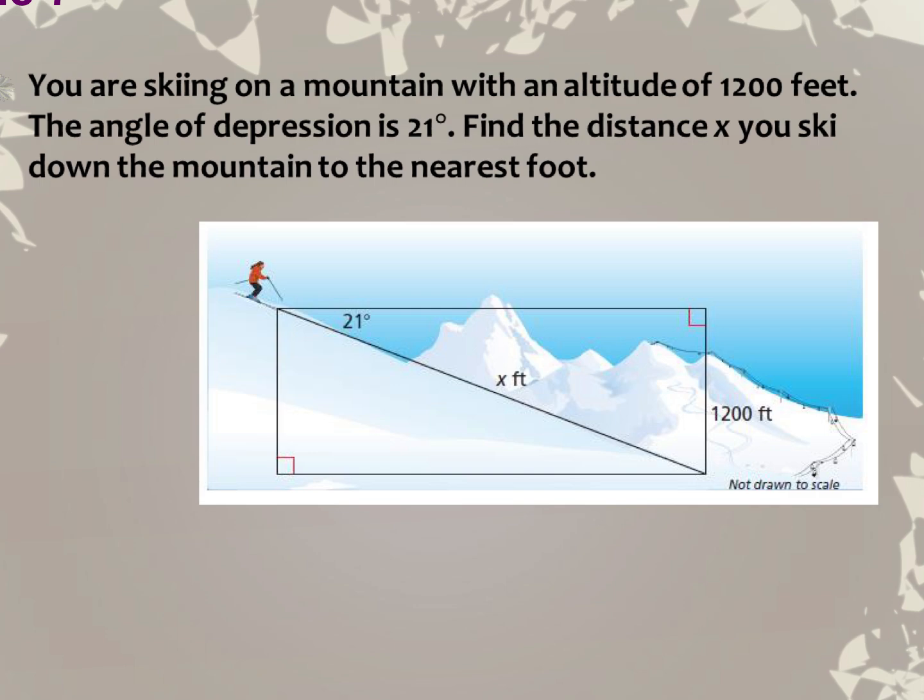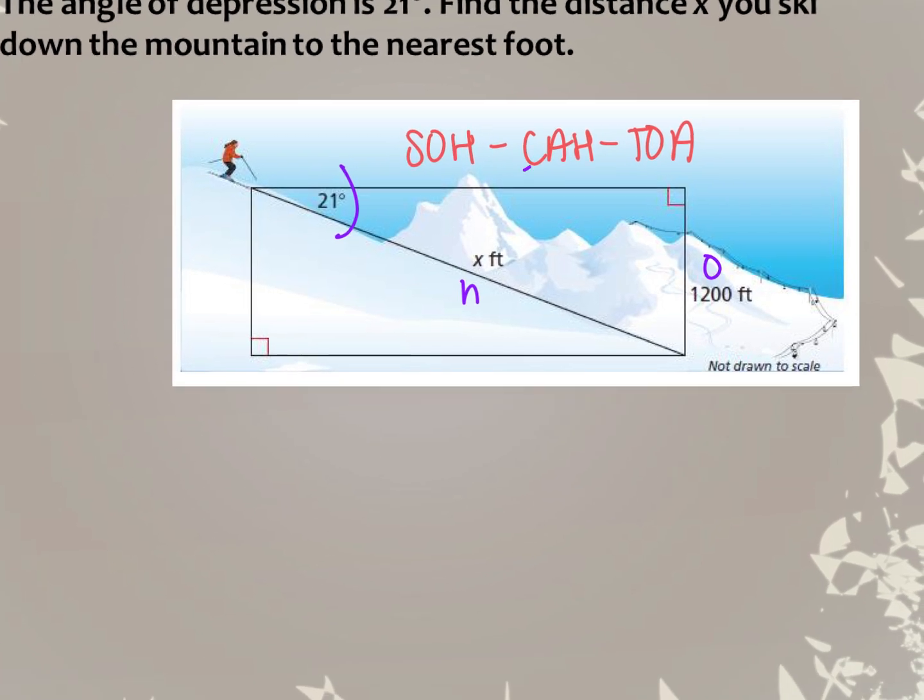So I know I'm trying to find something, so I have my SOHCAHTOA. And according to my angle, what do I have? They're giving me my hypotenuse and my opposite side. So which one uses your hypotenuse and opposite? Is it sine, cosine, or tangent? It's going to be sine. So I know I'm using sine. There are no adjacent sides.